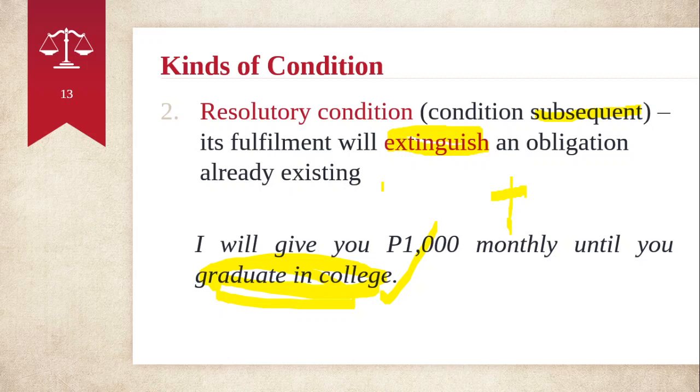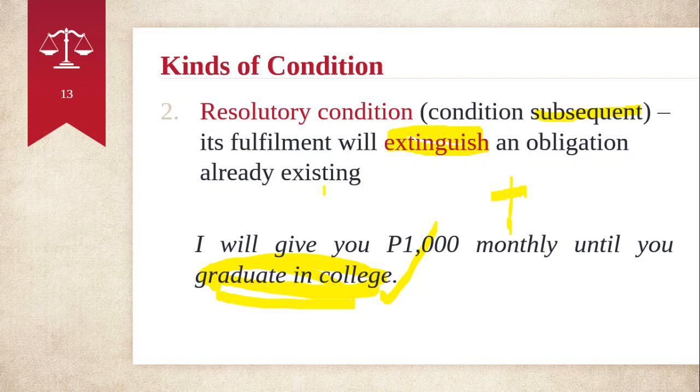Okay? So nakita nimo ang difference sa suspensive, ang obligation is suspended. Pag mahitabo ang condition, saka pa nako buhaton akong obligasyon. Sa resolutory, gagawin ko na ngayon ang obligation ko. I will give you 1,000 monthly starting from now. Pero pag mahitabo ang condition, that's the time that my obligation will end. Wala na akong gagawing obligation.